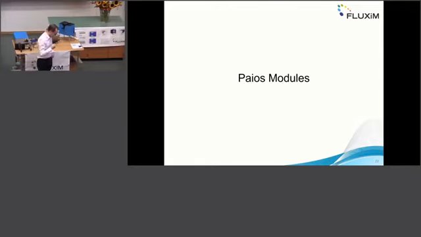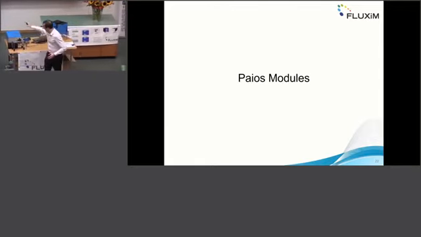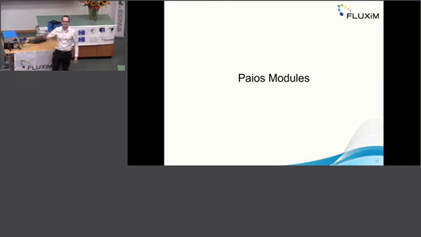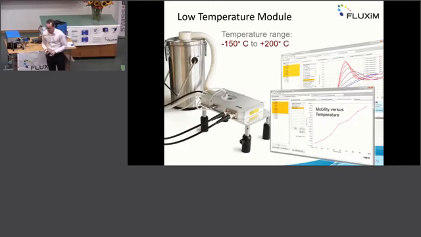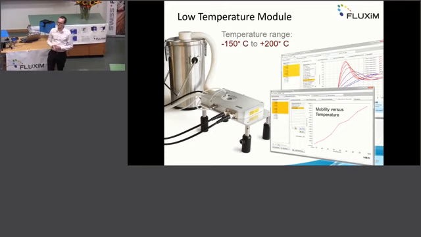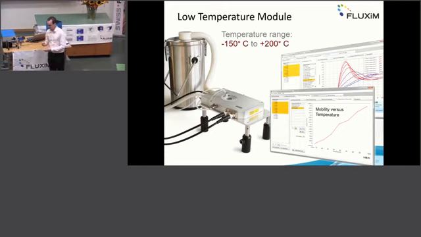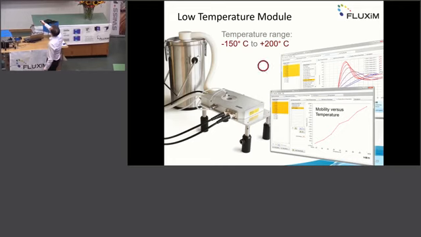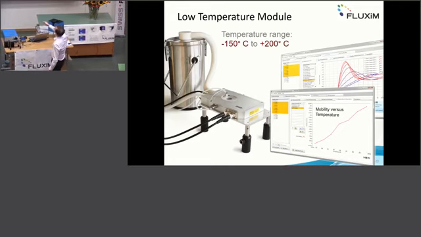PAIOS comes with plenty of modules, so we just started with this blue box, and then we added more and more additional modules with it. So one of the first ones was a low temperature module. So this is the low temperature module that comes with liquid nitrogen. You see here, this is a dewar, so here you need to fill in liquid nitrogen, and then your cell is in here. And with this you can cool down your device, and PAIOS does all the controlling.